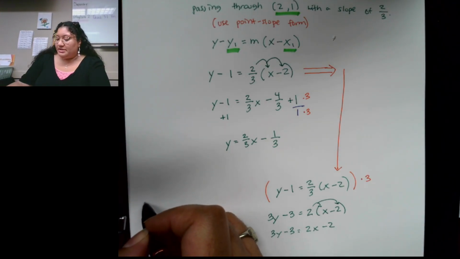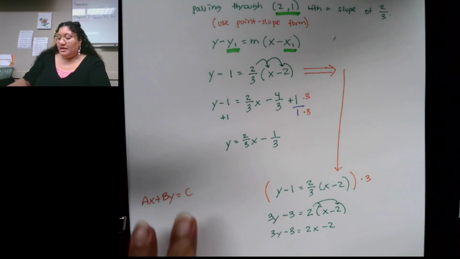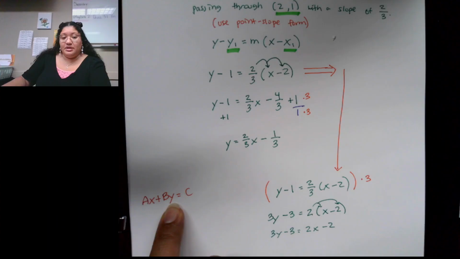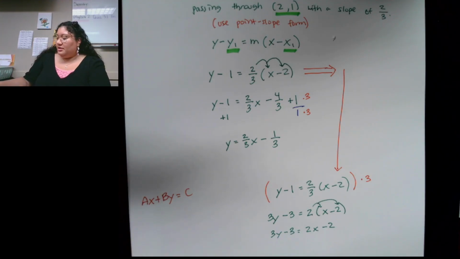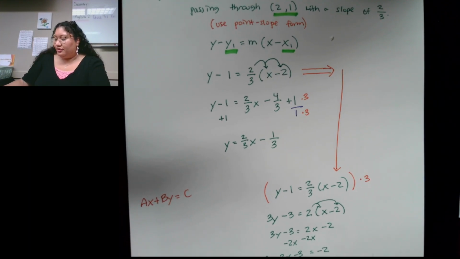Let's reiterate that standard form is ax plus by equals c. That means anything with a y, I want it on the left. Anything without a y, I want it on the right. So I'm going to subtract my 2x. I get 3y minus 2x minus 3 equals negative 4. I'm going to add that 3. So I get 3y minus 2x equals negative 1. And this is my standard form.